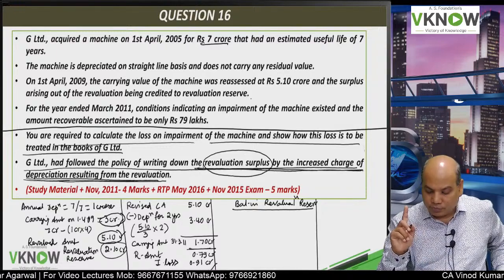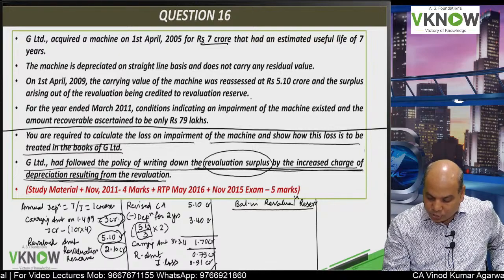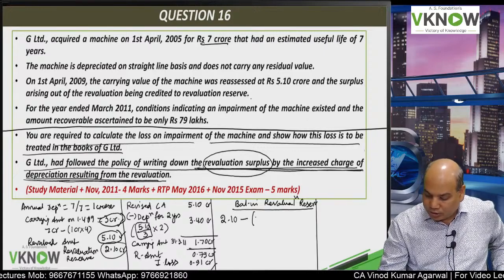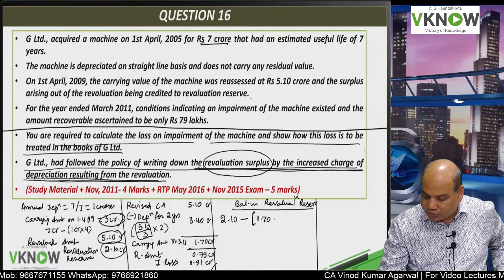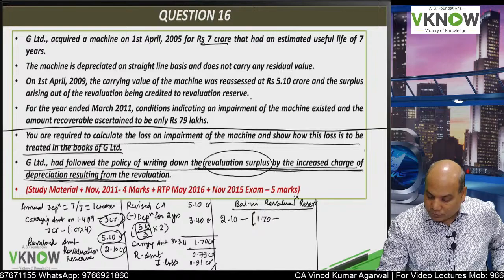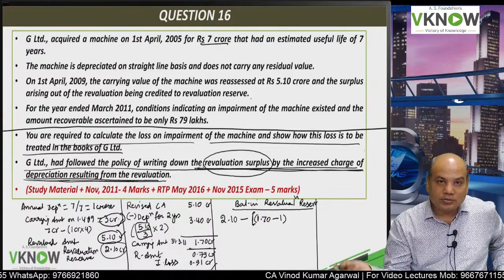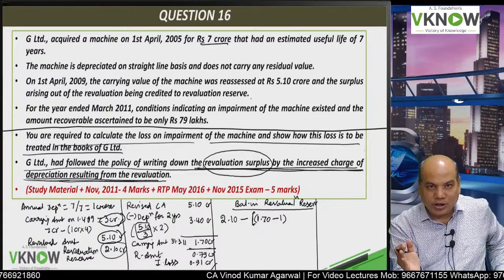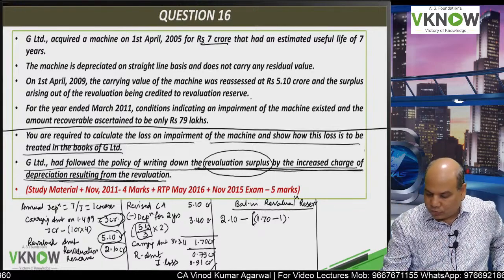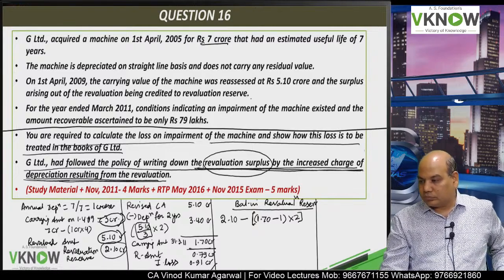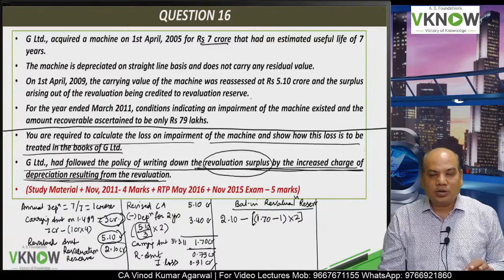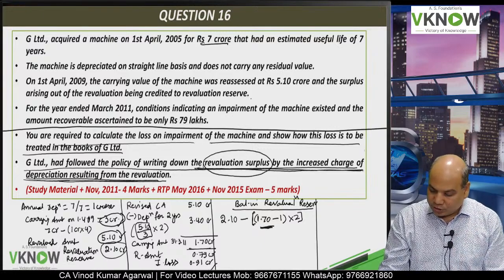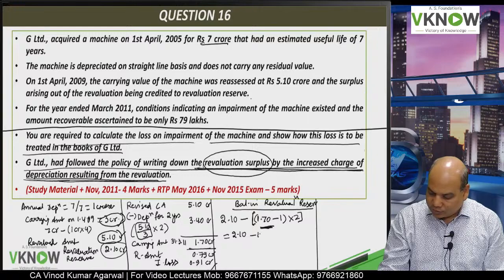Earlier depreciation was 1 crore. Now depreciation is 1.7 crore. So 2.10 was my balance in the beginning, and the extra depreciation is 1.70 crore now after revaluation minus 1 crore provided earlier. That excess depreciation they are debiting to revaluation reserve, crediting to general reserve. Over a period of 2 years, the total revaluation surplus reduced is 0.70 into 2, so 2.10 minus 1.40.